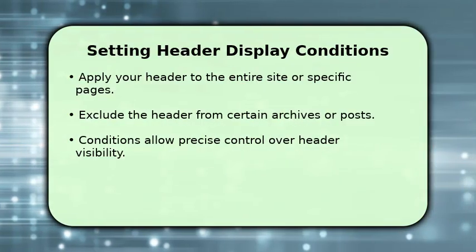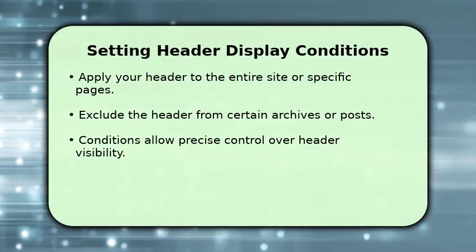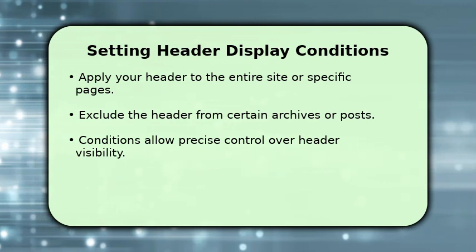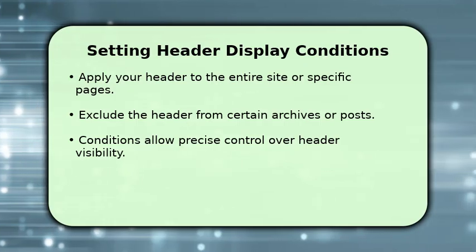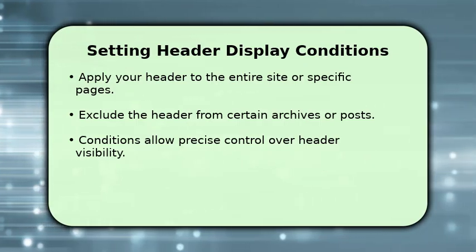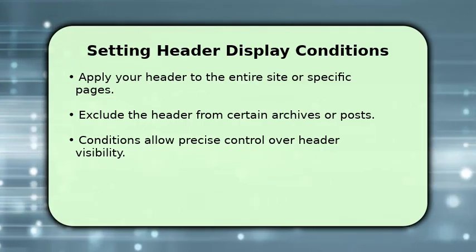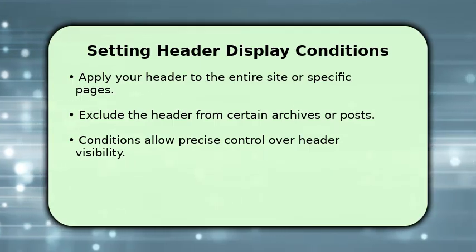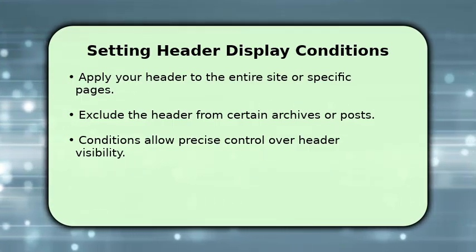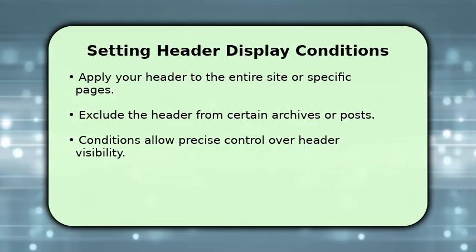After designing your header, the next crucial step is to set its display conditions. This feature allows you to determine exactly where your custom header will appear on your website. You can choose to apply it across the entire site or specify individual pages, posts, or categories. You also have the flexibility to exclude the header from certain areas, giving you precise control over its visibility. This ensures your header is always shown exactly where you intend it to be.